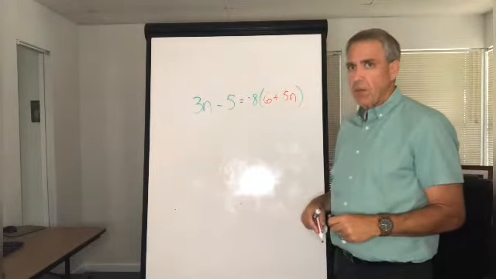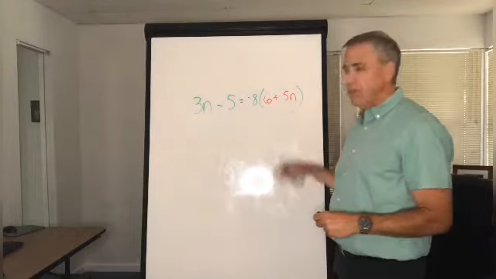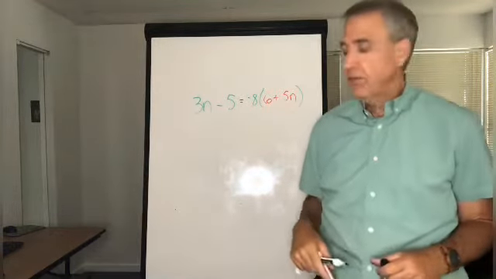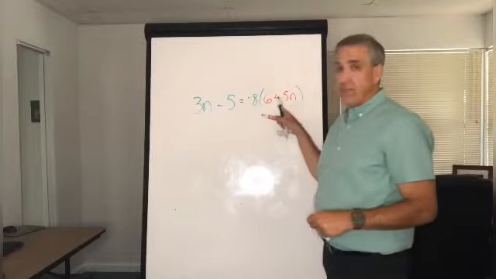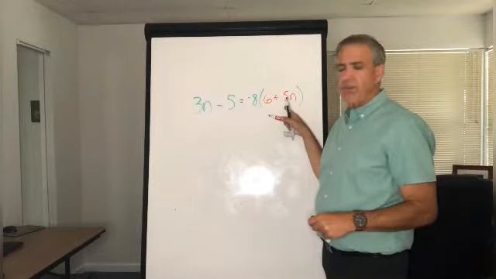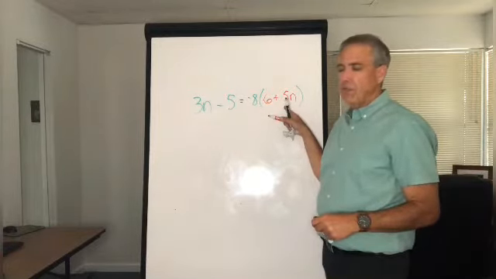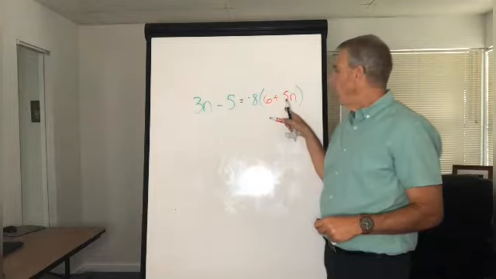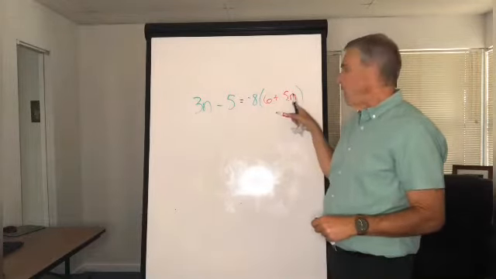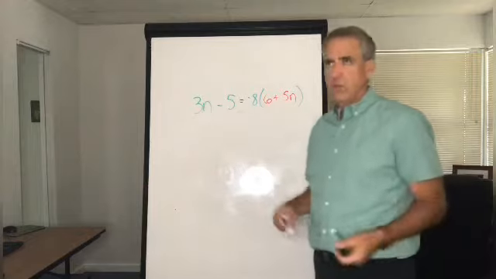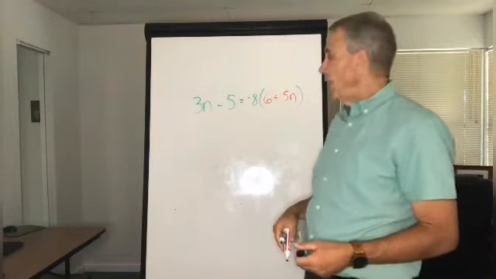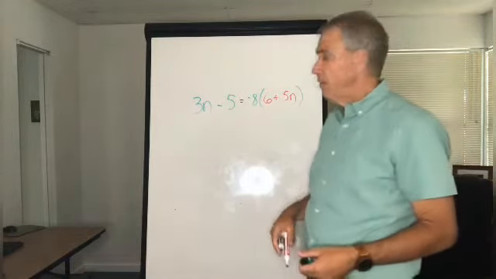First thing I want to tell you about this problem is my eyeballs go right to that parentheses. Why? Order of operations. We cannot combine these though. 6 plus 5n, they're different families. It's like apples plus bananas. They don't combine. This is like 6 apples plus 5 bananas. What does that equal to? It does not equal 11 of anything.